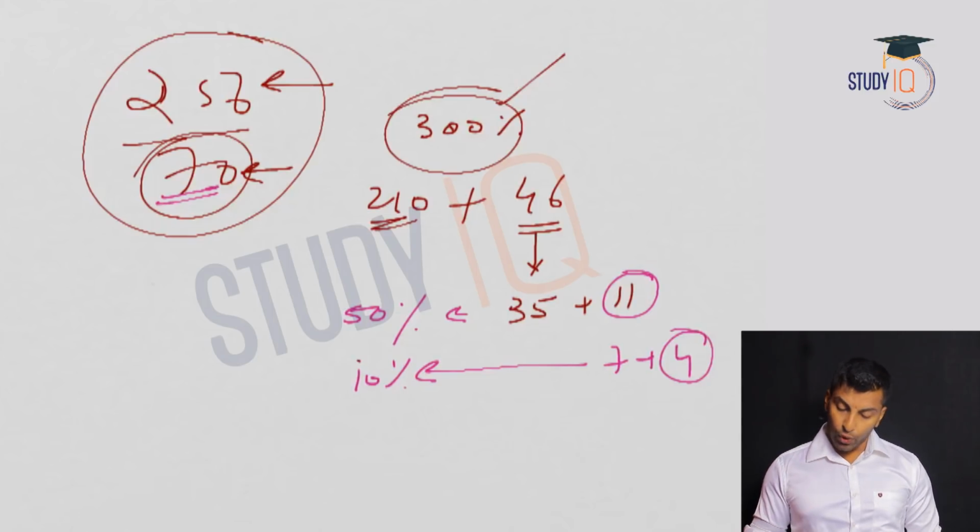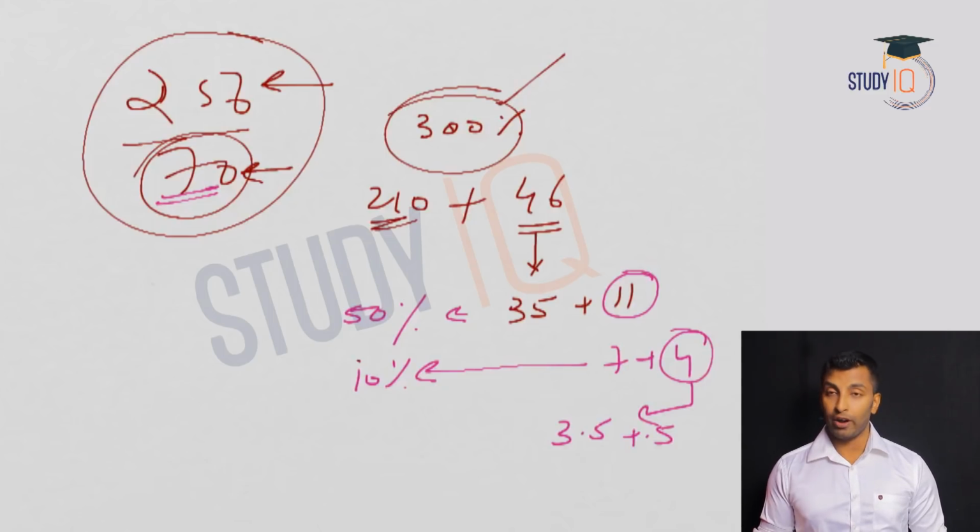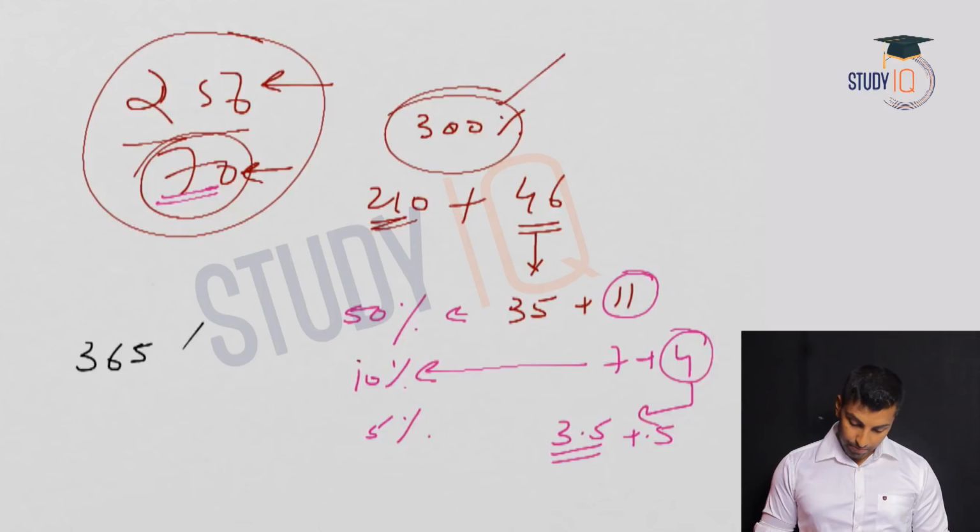Now this 4, how can I write it? What is 5% of 70? That is 3.5. So 3.5 plus 0.5, and 3.5 means 5%. So what I can conclude is this is going to be 365%.